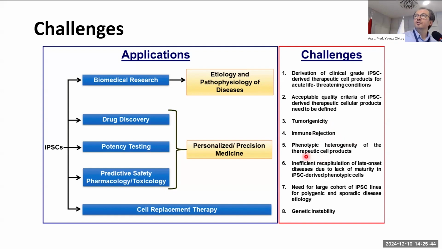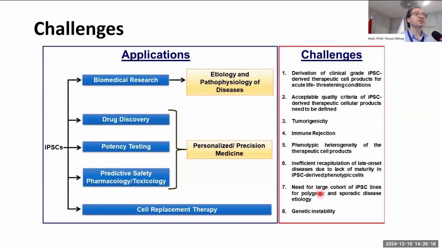Another challenge is inefficient recapitulation of late onset diseases due to lack of maturity. Yes, we can model certain diseases that usually manifest with pathogenic changes that occur early in development. We can model them in iPSCs relatively easily, but for those that appear later in life, those are still a challenge.